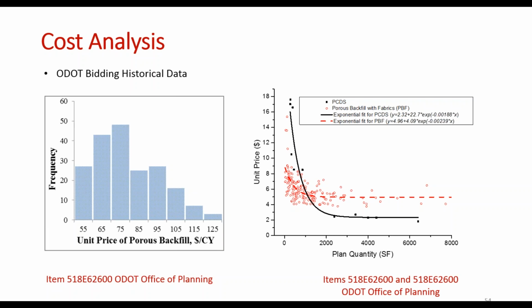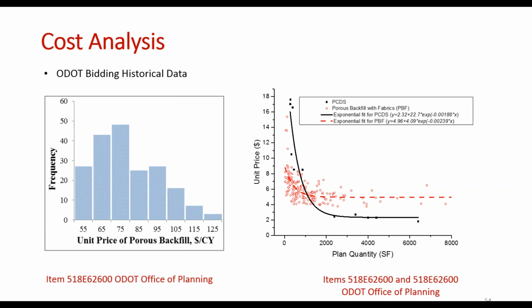And we also plotted this cost, unit cost versus its planned quantity. And we found some interesting trends. So the red color dots are representing the porous backfill system, which are currently specified method. So when your planned quantity is small, the unit price is actually high. And that makes sense, right? Just like when you buy something, okay, from a store. So when you buy more, actually the unit price will decrease. So we can fit this nicely with the exponential equation.